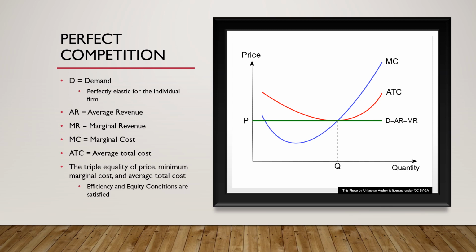Because of this unique situation in perfectly competitive markets, the demand line is equivalent to price, the average revenue, and the marginal revenue. Using the profit maximization rule, one can see that the marginal revenue and marginal cost lines meet at the minimum point of the average total cost line. The triple equality of price, marginal cost, and minimum average total cost represents a market that is both efficient and equitable. The market is efficient because it produces the most quantity of goods at the lowest possible price.